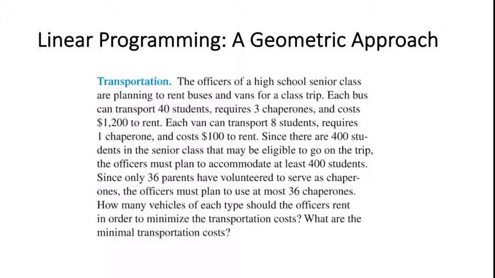Since there are 400 students in the senior class that may be eligible to go on the trip, the officers must plan to accommodate at least 400 students. Since only 36 parent volunteers have volunteered to serve as chaperones, the officers must plan to use at most 36 chaperones. How many vehicles of each type should the officers rent in order to minimize the transportation costs? And what are those minimal transportation costs?